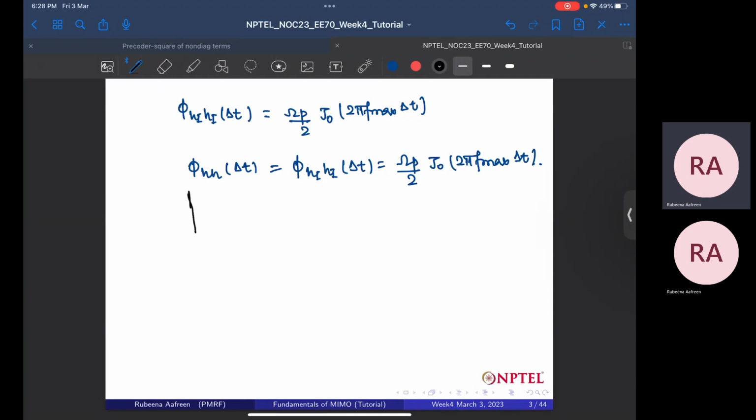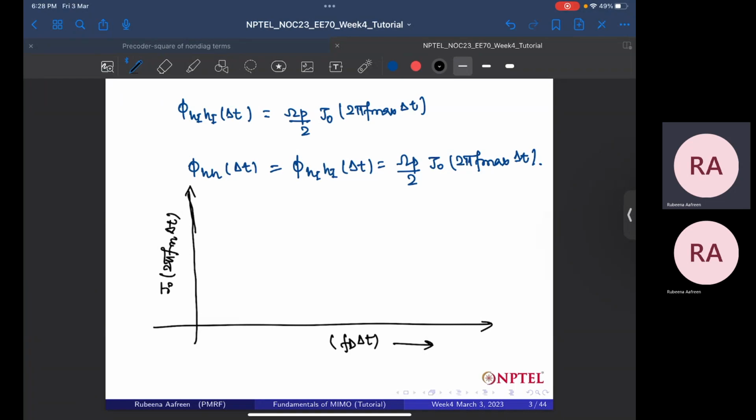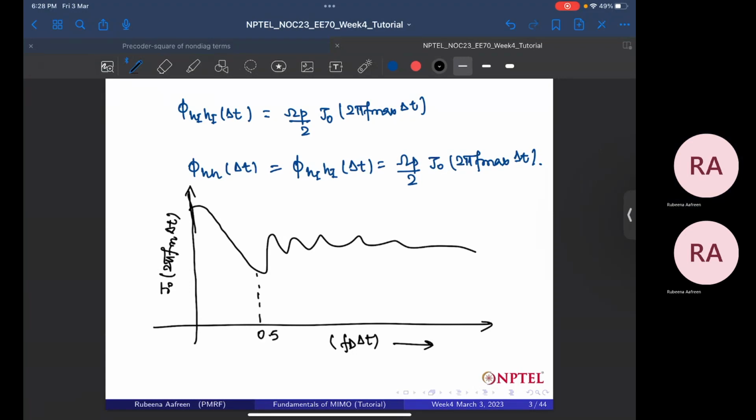If we plot it, this axis is f_D delta t. Since this is a Bessel function, it will decay after some time. So from here we can see the receiver correlation as well as the channel correlation.